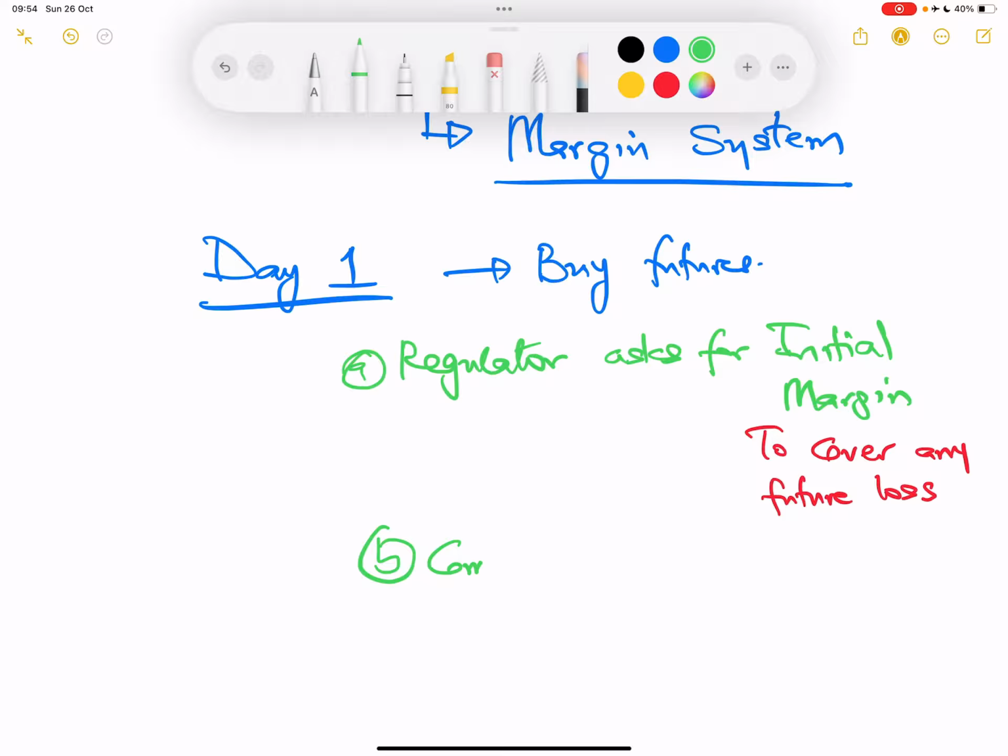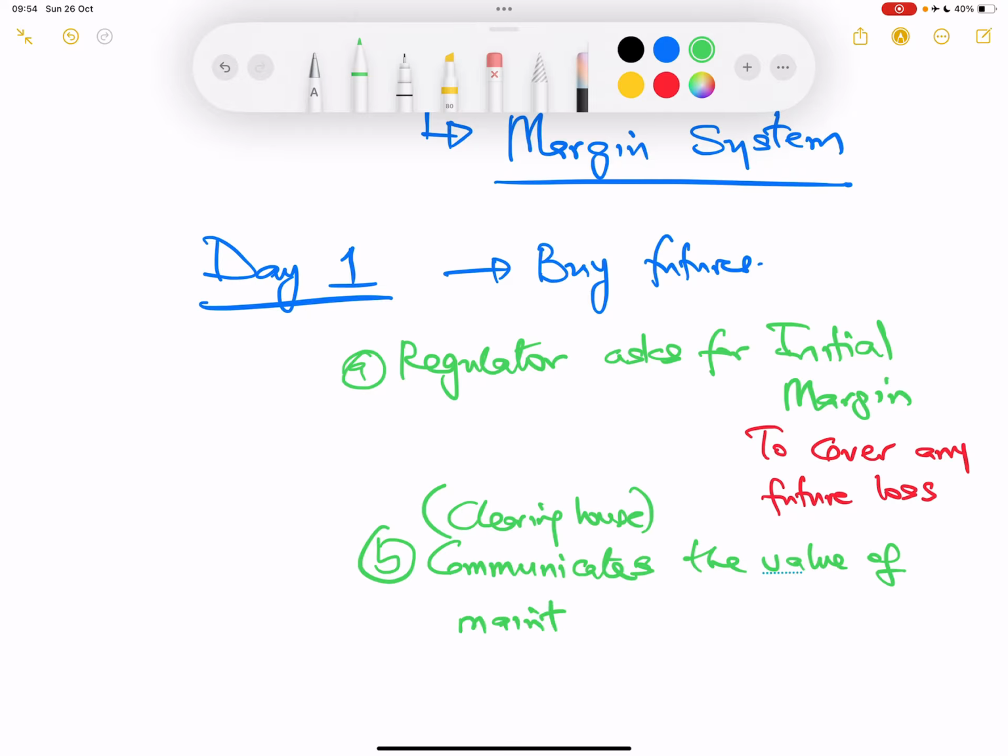Then the regulator will communicate, the clearinghouse, that's the regulator managing the contract, will communicate a value for your information. What the value is called the maintenance margin. They communicate the value of the maintenance margin amount.